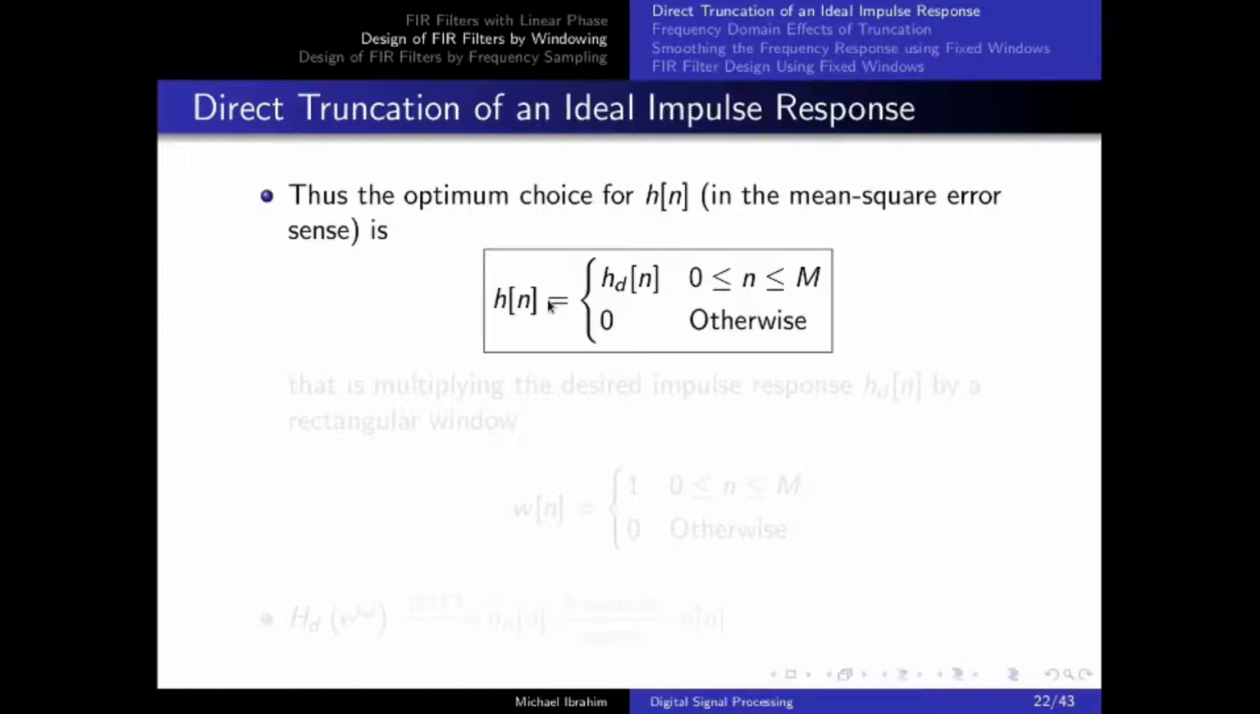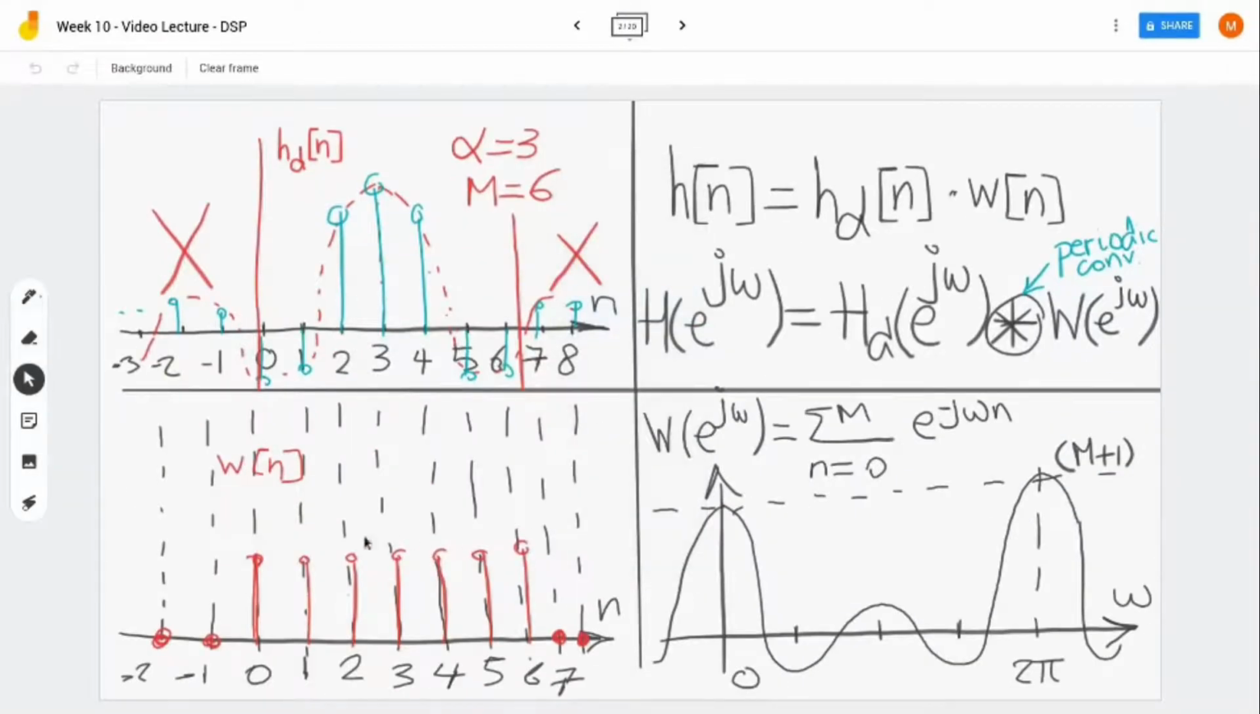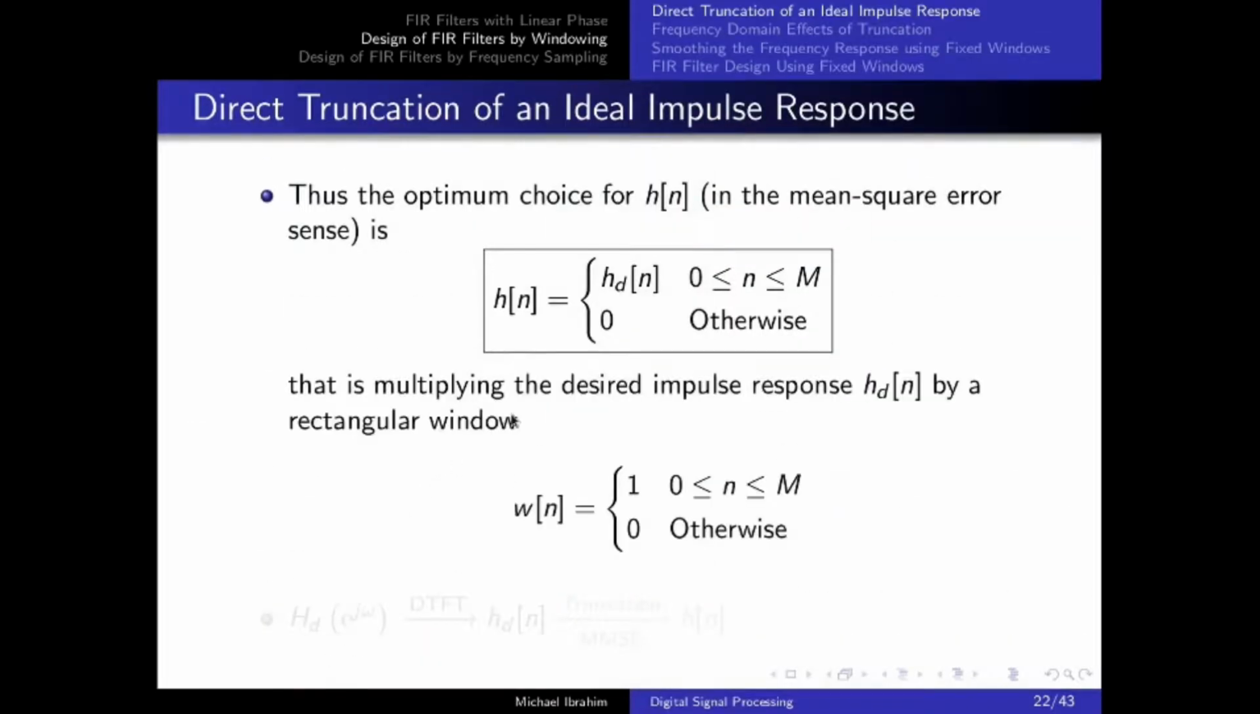In order to make this filter causal and linear, to have a linear phase, h of n should be equal to the desired impulse response only for the time instances from 0 up to M and 0 otherwise, which is equivalent to ignoring or killing the samples before 0 and killing the samples after M, which is equivalent to multiplying with this rectangular window. Okay, so that is multiplying the desired impulse response by a rectangular window which has a value of 1 from 0 up to M and 0 otherwise.